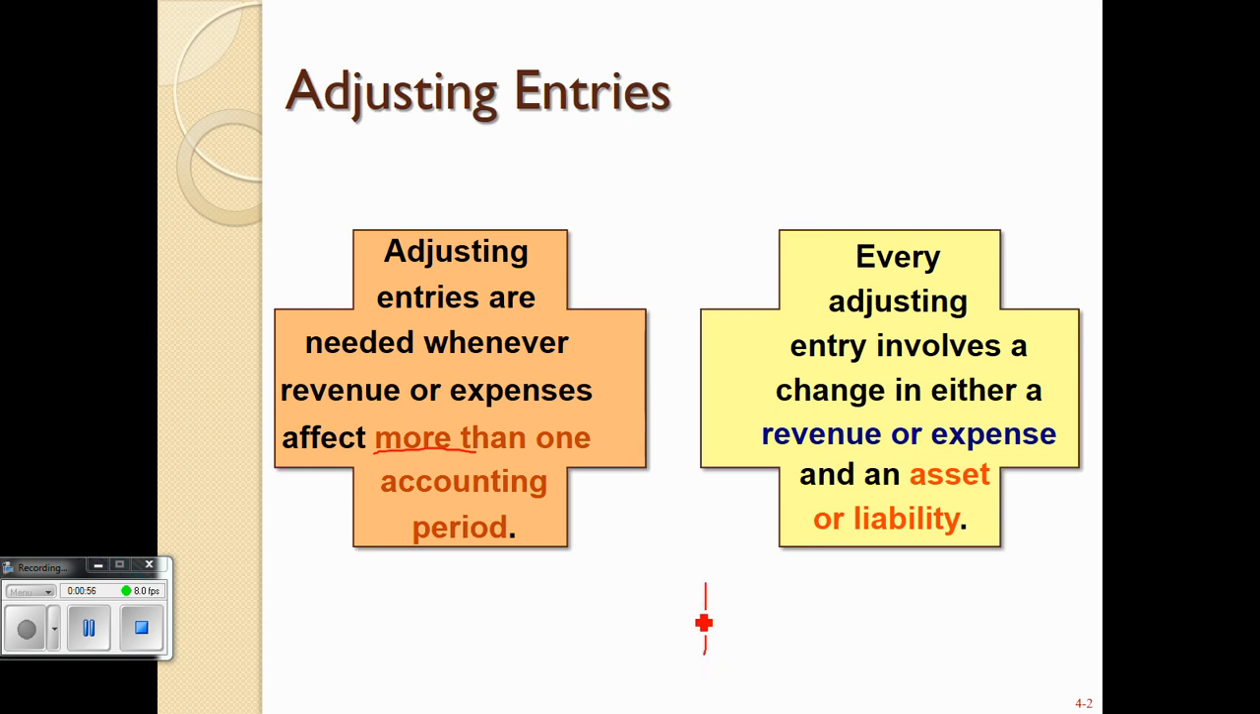The way to think about it is every journal entry must impact the income statement and it must impact the balance sheet. So we need one part of the journal entry to affect the income statement, and the other part of that journal entry to impact the balance sheet.